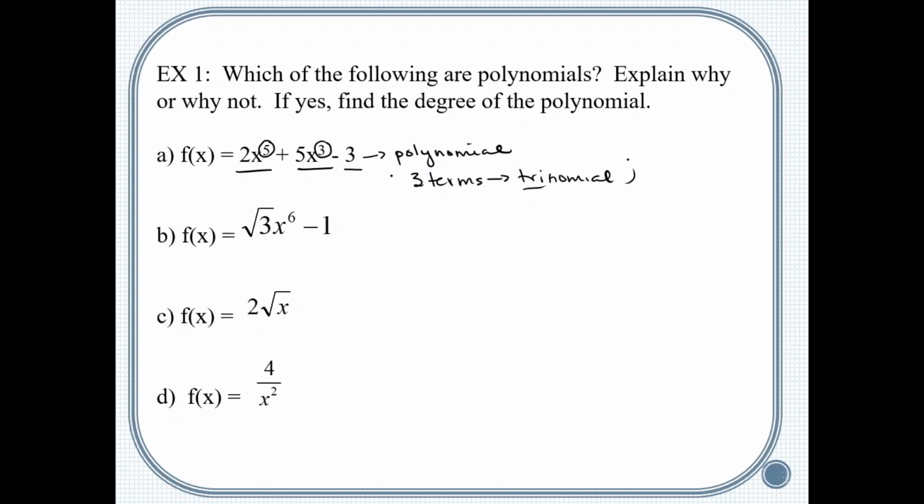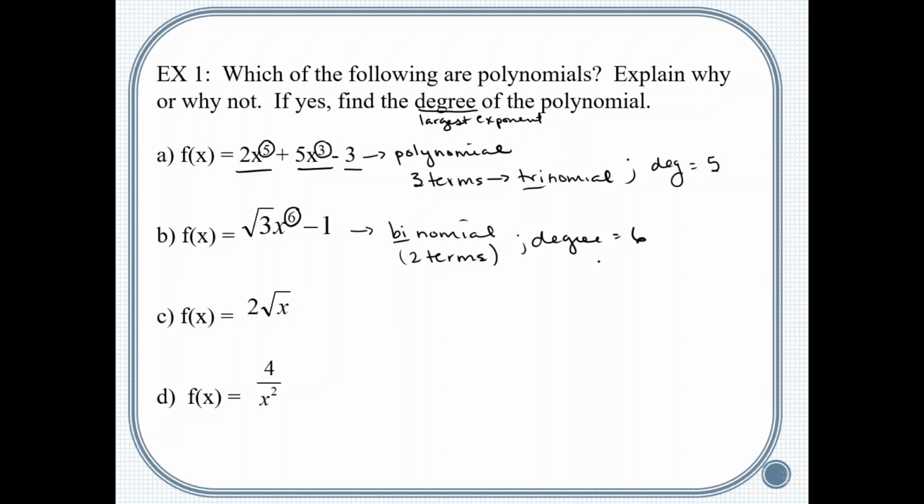Okay? Its degree is the largest exponent. So it has degree of 5. Okay, so your degree is the largest exponent on the variable. Okay, all right, in part B, the exponent or the degree of x is 6. So this is a polynomial. In fact, it has 2 terms, so we would call it a binomial because it has 2 terms. And its degree would be 6.